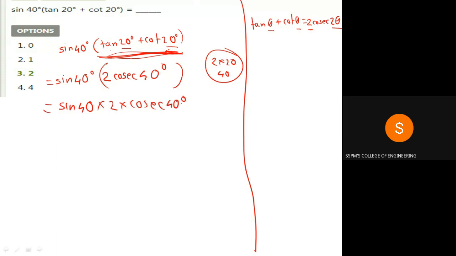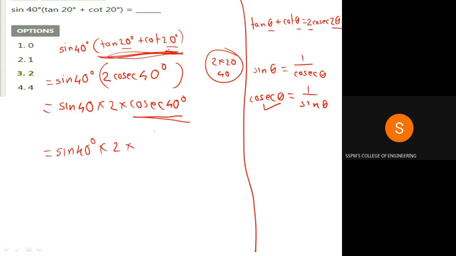What is the relation between sine and cosec? Sine and cosec are reciprocals of each other. Sine theta is equal to 1 upon cosec theta, or cosec theta is equal to 1 upon sine theta. So you can replace cosec 40 degree using this equation. Sine 40 degree into 2 into cosec 40. Instead of cosec 40 we can write 1 upon sine 40 degree.